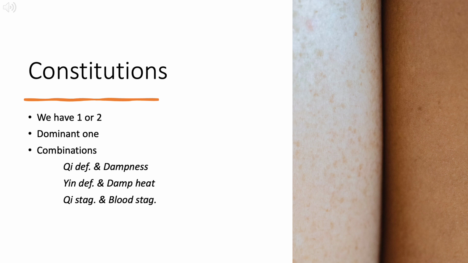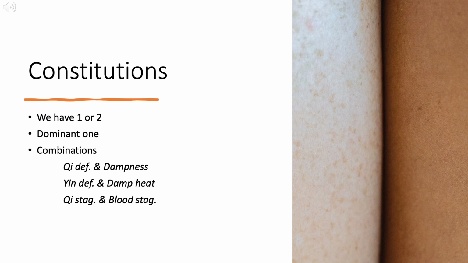As I said earlier, we have one main constitution, which will be the dominant one, but it is possible to have 2 constitutions that are taking over. There are also some common combinations, such as qi deficiency and dampness, or yin deficiency and damp heat, because heat is very yang, so if there's too much heat, chances are there's not enough yin. And if there is any damp obstruction, then there will be a problem with your ability to relax, which is very yin. We also have a very common pattern, which is qi stagnation with blood stagnation, because blood moves the qi, and in a way, qi also moves the blood. So it's all about how things are flowing internally.